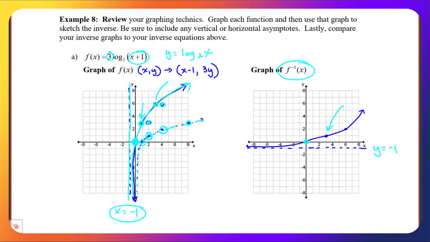And we have the point 3, 6. So how about the point 6, 3? I think I missed. Let's try this again. So then that should be my inverse of the function to the left.